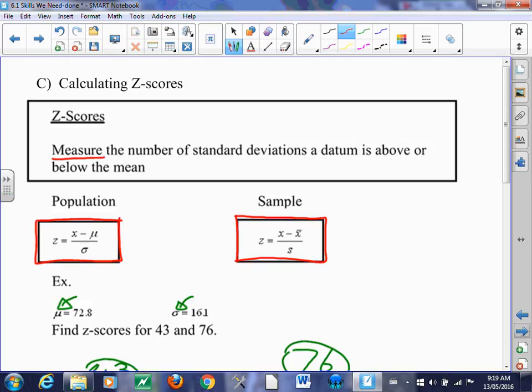So how far is something above or below the mean? We'll take a look at percentiles in this course. We'll take a look at SAT scores. Quite often, when universities in the States require you to take SATs in order to get in, you have to have a certain percentile, which is related to your Z-score. How far away are you from the average?